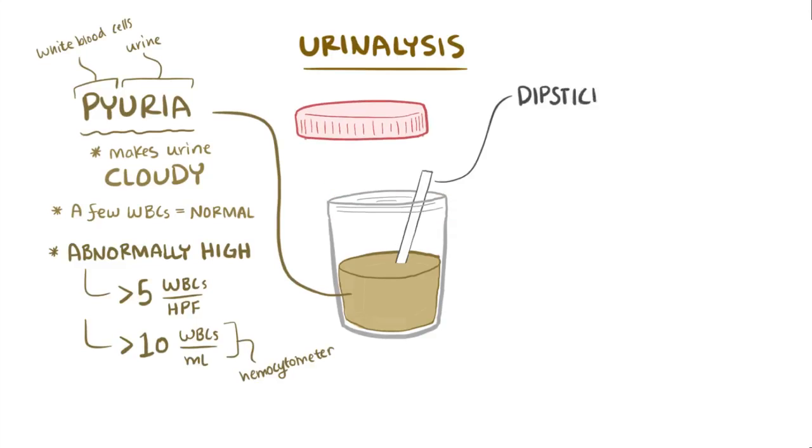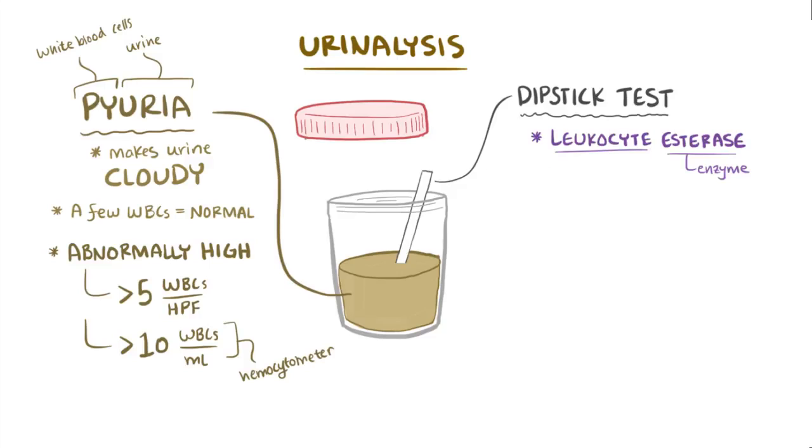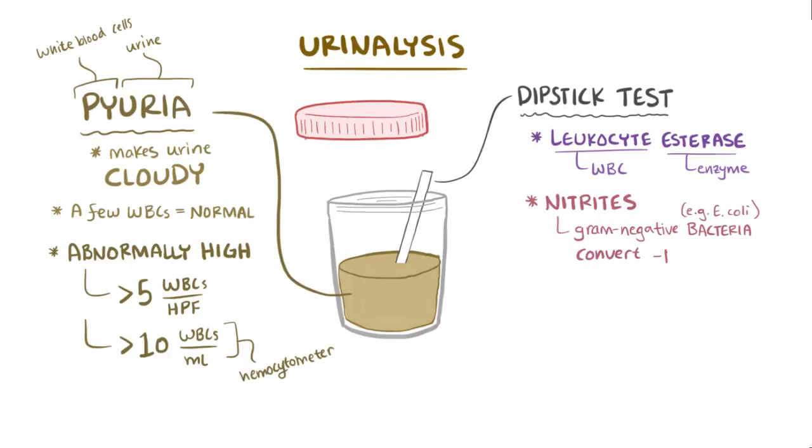Similarly, a dipstick test might show the presence of leukocyte esterase, which is an enzyme created by leukocytes, or white blood cells. It might also be positive for nitrites, since gram-negative organisms like E. coli convert nitrates in the urine to nitrites. But it's worth remembering that not all uropathogens are able to do that.